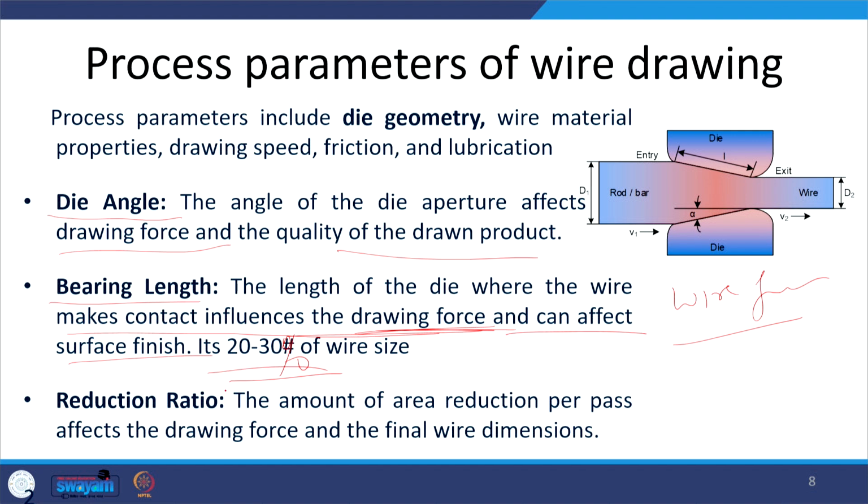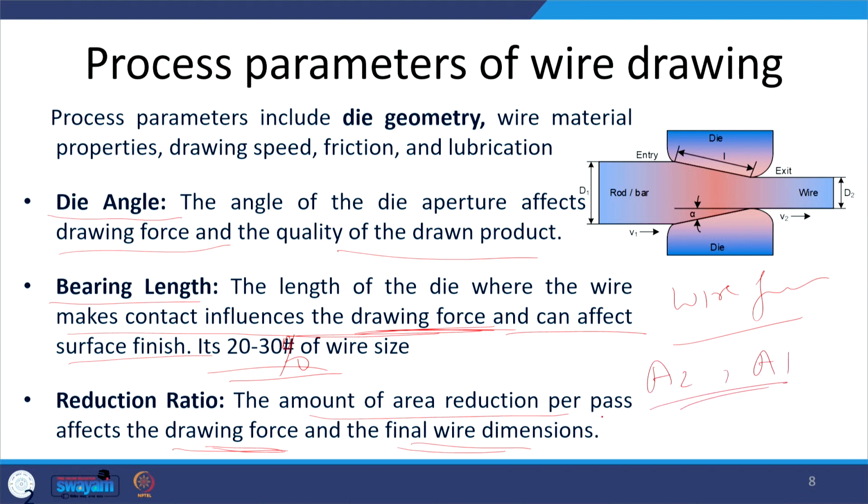Then the reduction ratio is the amount of reduction realized in one pass, and this affects the drawing force and the final wire dimensions. Obviously, it depends upon the final size with respect to the initial size.